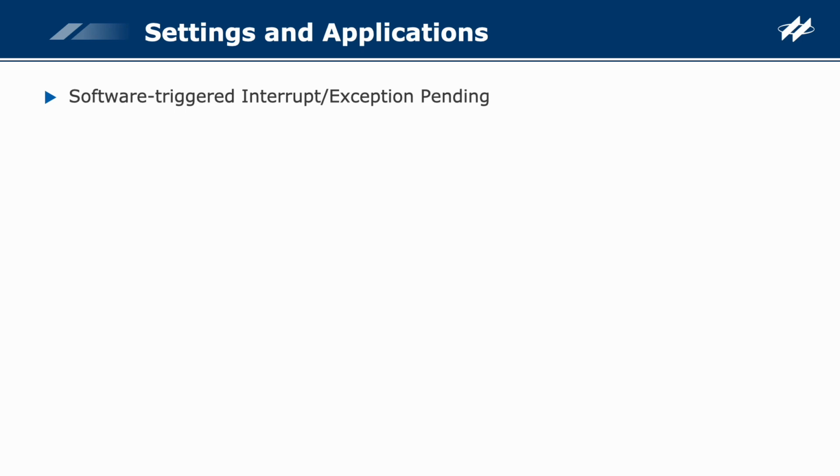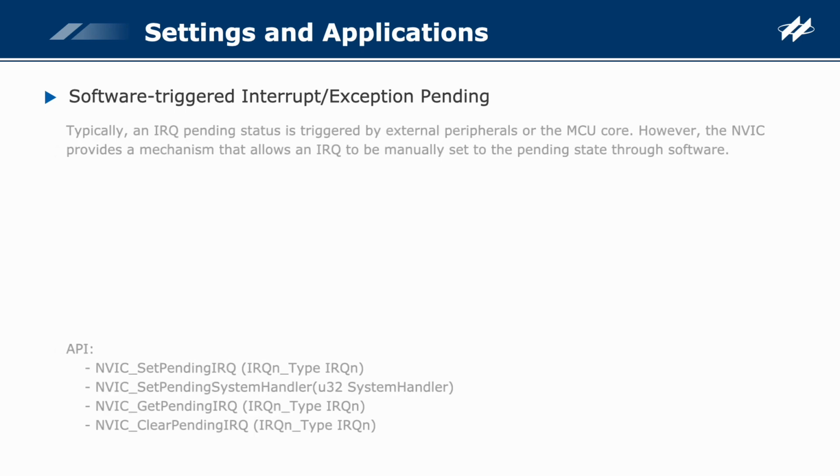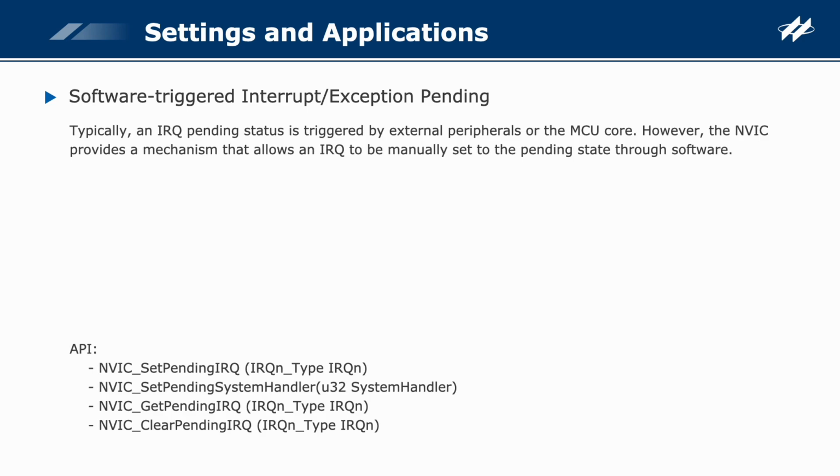The following section describes how to trigger an IRQ pending via software. Typically, an IRQ pending status is triggered by external peripherals or the MCU core. However, the NVIC provides a mechanism that allows an IRQ to be manually set to the pending state through software. What happens to the IRQ after manually setting it pending? The following example explains how the IRQ state changes after manual pending.